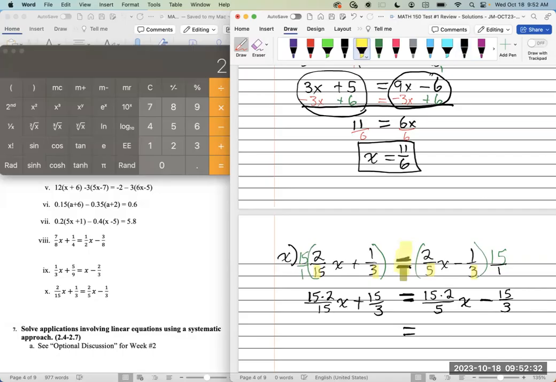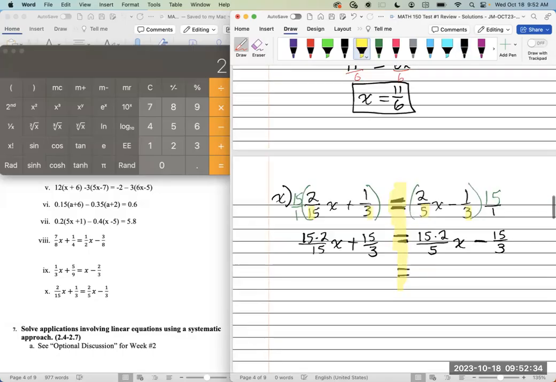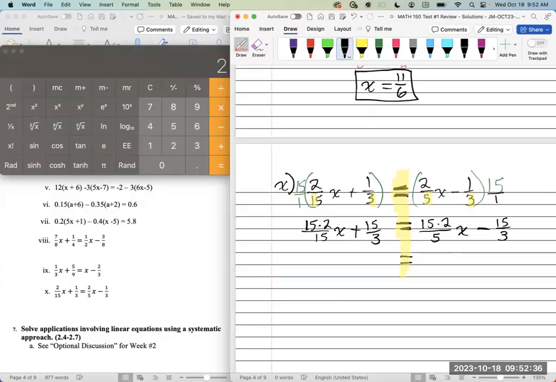And keeping these equal signs lined up. Right now, I'm just rearranging what's on each side. I'm simplifying each side. That reduces to be ones. 15 and 5 are both divisible by 5. 5 divided by 5 is 1. 15 divided by 5 is 3. So I'm left with 2x. 15 divided by 3 is 5. 3 times 2 is 6.